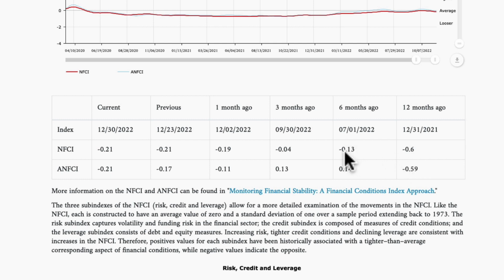6 months ago, let's just worry about the adjusted one, because that's the one that takes into consideration what is also going on in the economy at the same time. It's the more important one. So it's restrictive. 3 months ago, restrictive. 1 month ago, not so restrictive. Previous reading, 1223. Again, look at that, less restrictive. And then 1230, even less restrictive, negative 0.21.